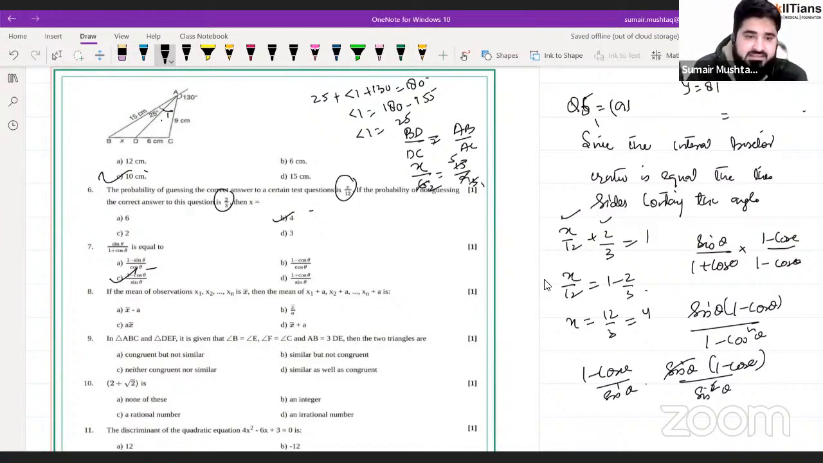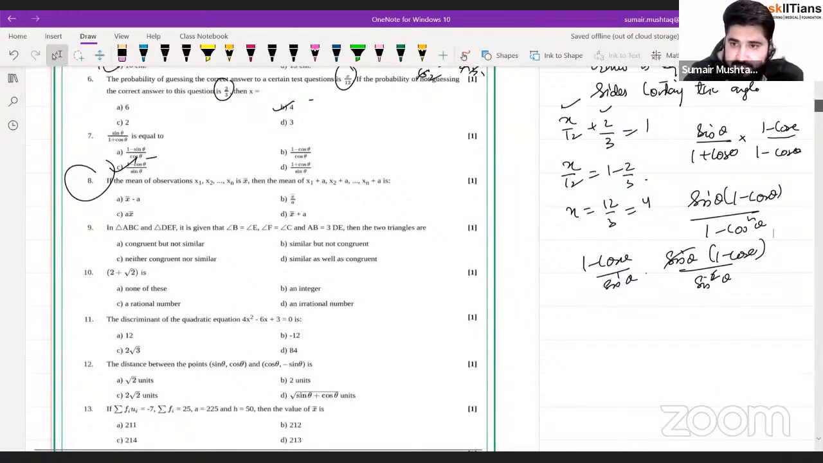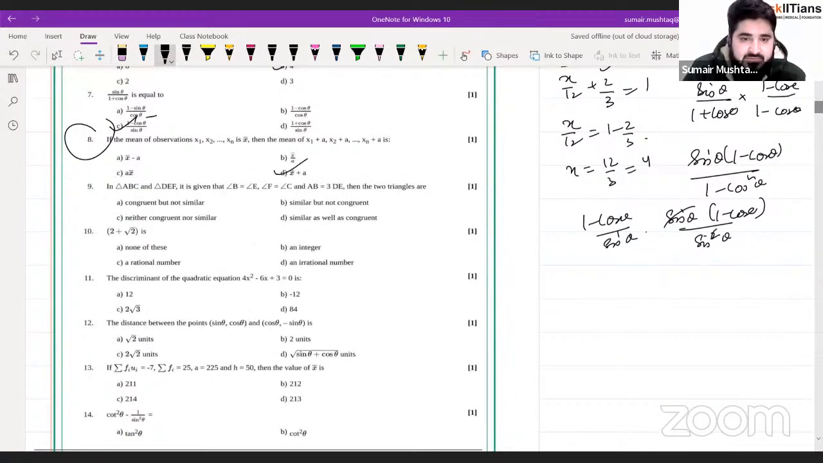Fine. And this is the simple property of statistics which has been asked, that if any number is added to the observations, that number is also added to the mean. So the option is this, correct, simple. Fine. Is that thing clear? Yes. Come on, tell me. Yes, people. Okay. Fine. Nice. Now the next question.